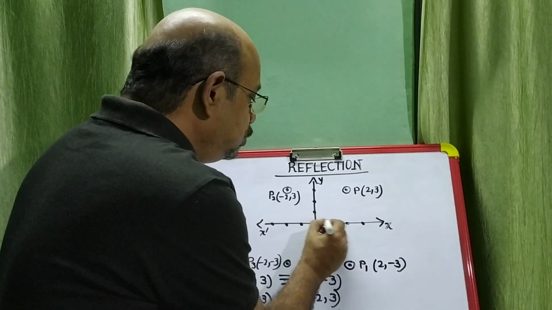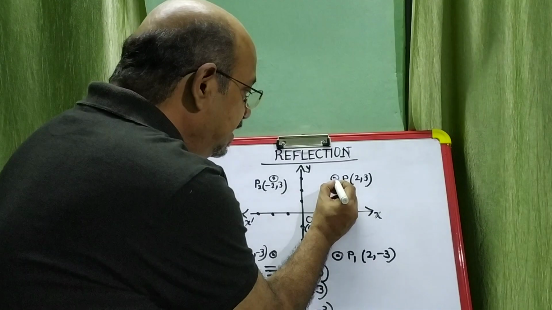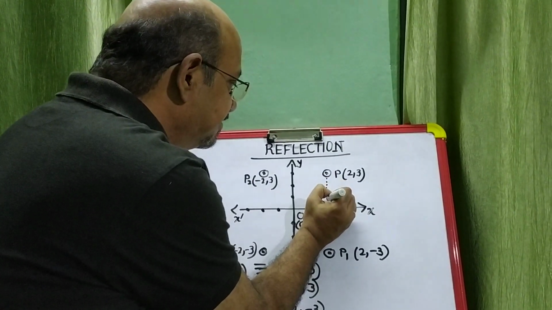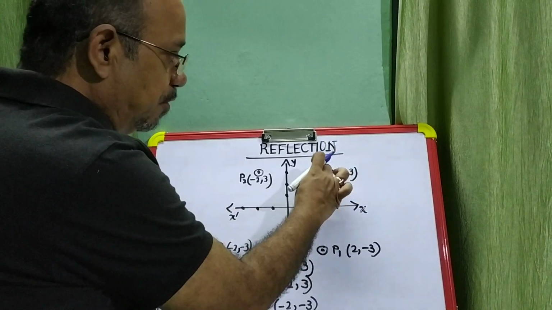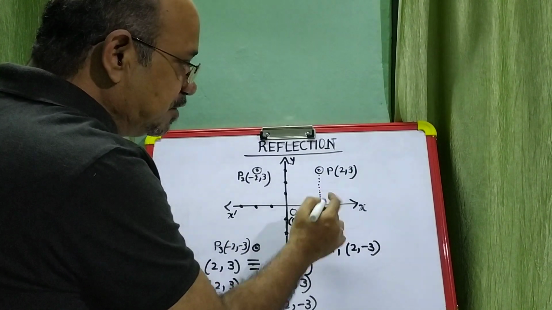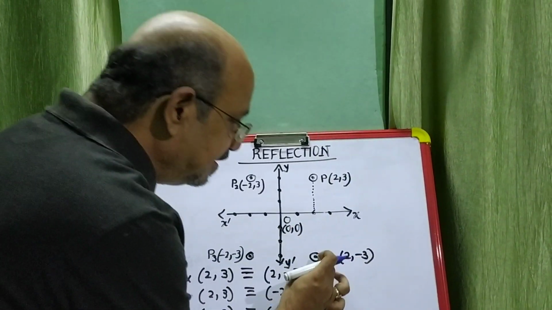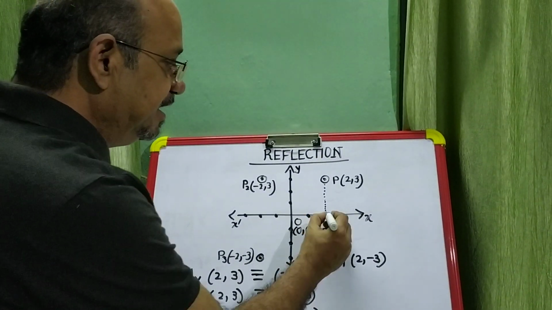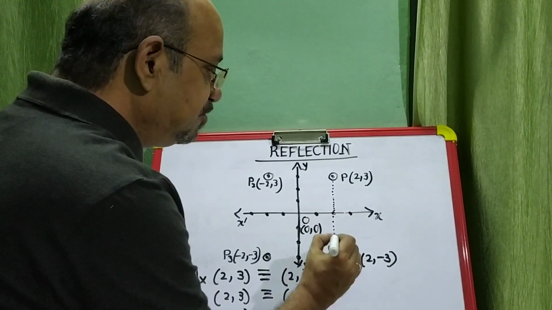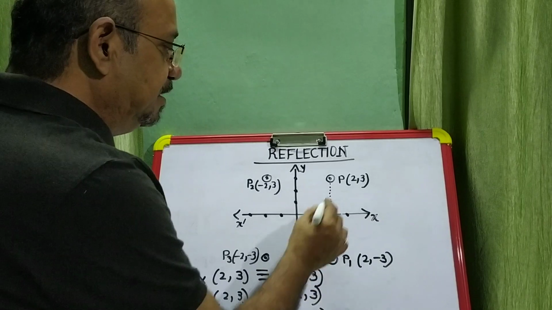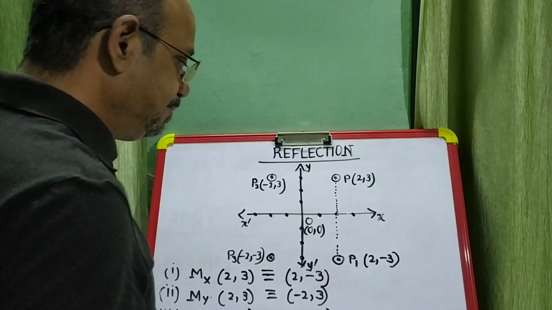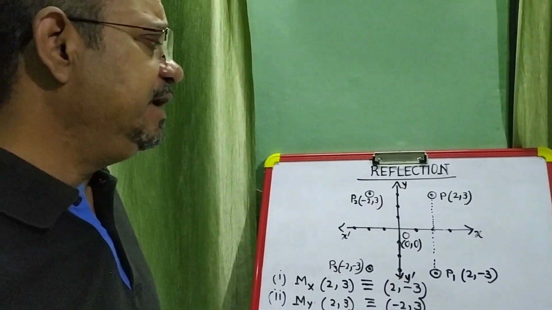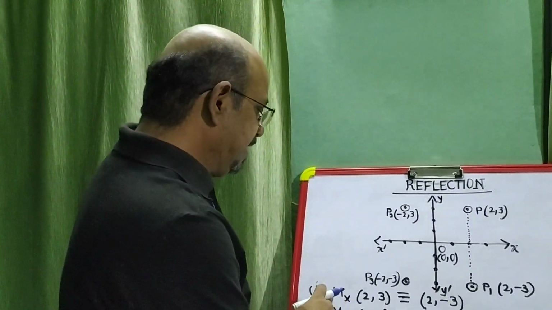Now let's find out how much is the object distance. Here is the point (2, 3). So the object distance in this case is this, which is the y coordinate of the point. So the point will get reflected in such a way that it will go on to the other side of the x-axis. How much? 3 units. And the coordinate of the point will be (2, -3).